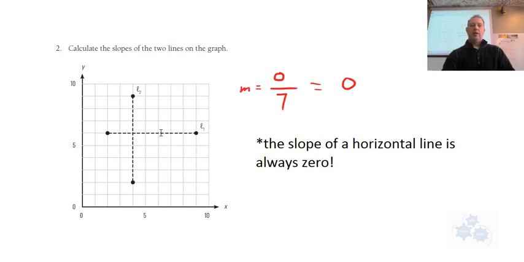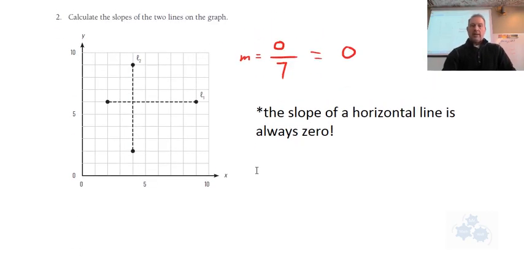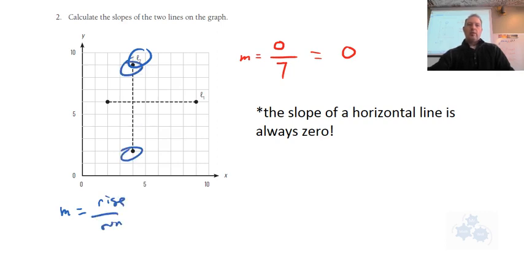Okay, so that's the horizontal line. Now the vertical line, let's take a look at that one. So line number 2. Remember, slope is rise over run. Between this point and this point, what's the rise? 7. Are you sure? Positive. Okay, so the rise is 7. What is the run? That means how far right or left would I have to go to get to the same vertical line as the second point? 0. Okay.